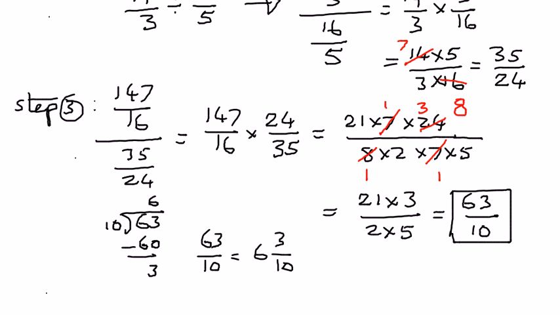We can also express our answer in this mixed number format in this manner. So 63 over 10 is where we want to leave it. This is the way we want to simplify complex fractions.